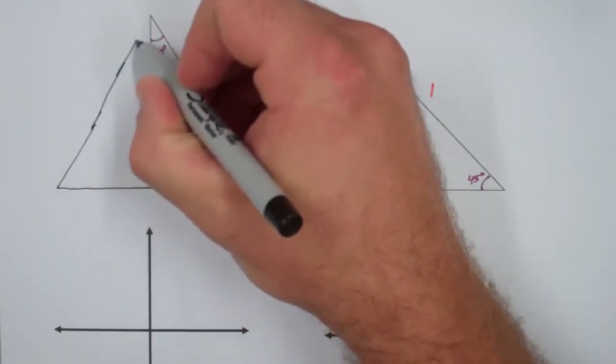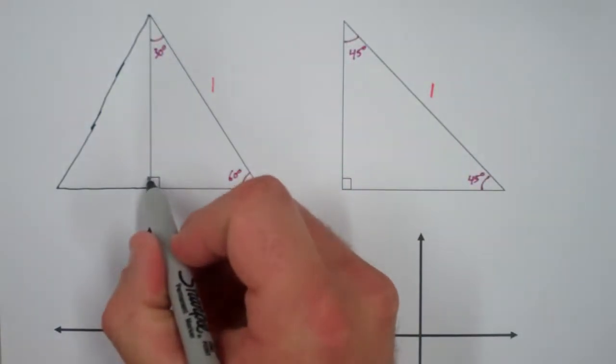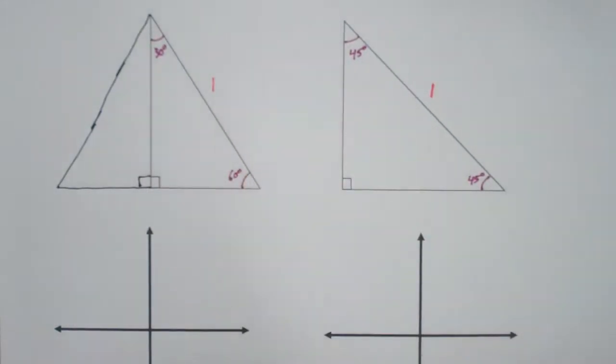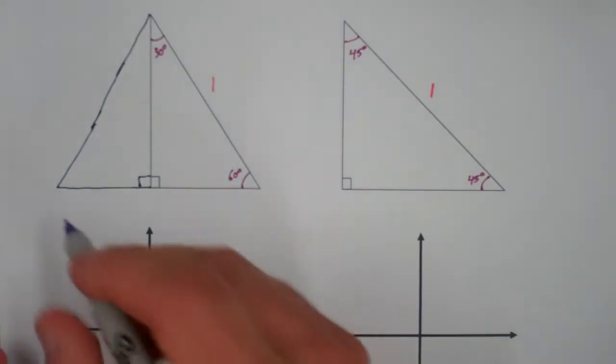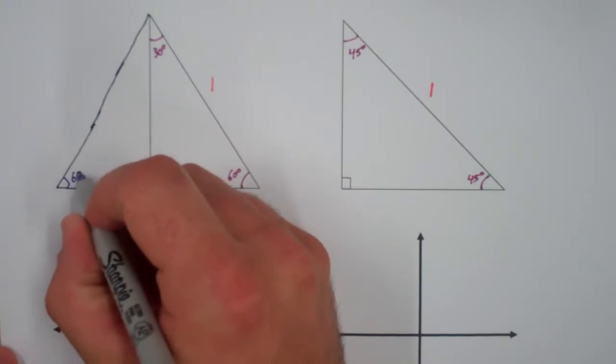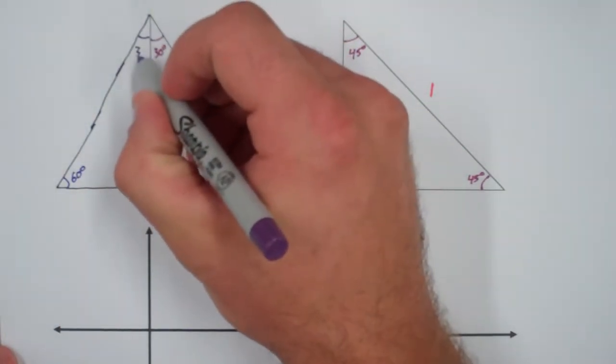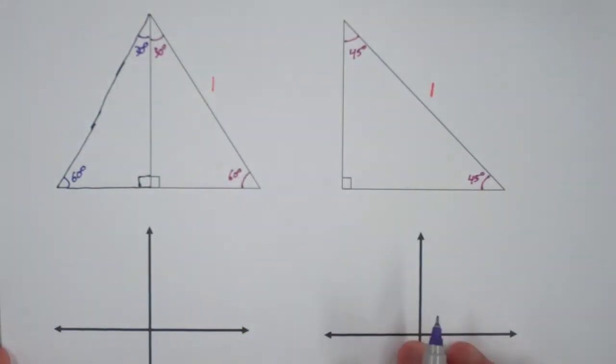There we go. So that's going to be a right angle. And then we're going to have 60 degrees here. That's a different color, but that's okay. And 30 degrees right here.